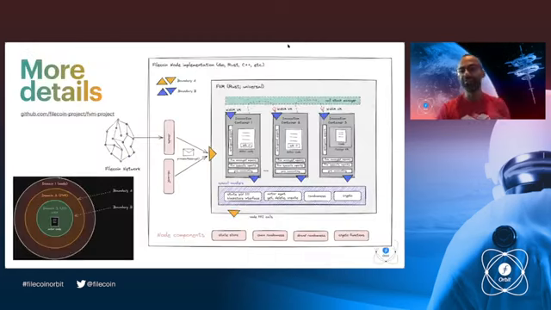Now, I've just given a few light touches on the technical design of the FVM. If you want to learn a lot more, then you can go into that repo, explore the docs, and contribute. There's a lot more detail in the technical documentation in that repo.